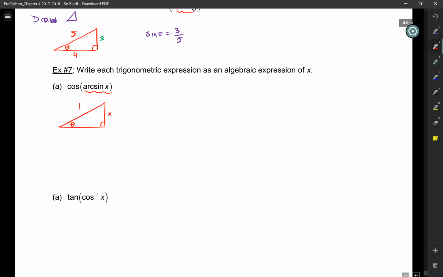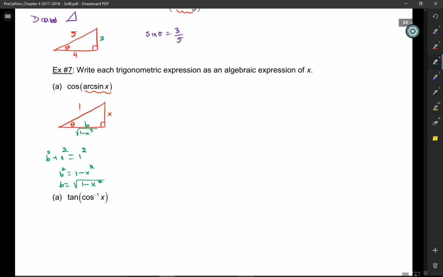All right? Now, let me call this side B, and I will do this process once, and then we won't do it anymore. So b squared plus x squared is equal to 1 squared. B squared is equal to 1 minus x squared. You with me so far? B is the square root of 1 minus x squared. Technically it's plus or minus, but this is a length, so it's plus. So it's the square root of 1 minus x squared.